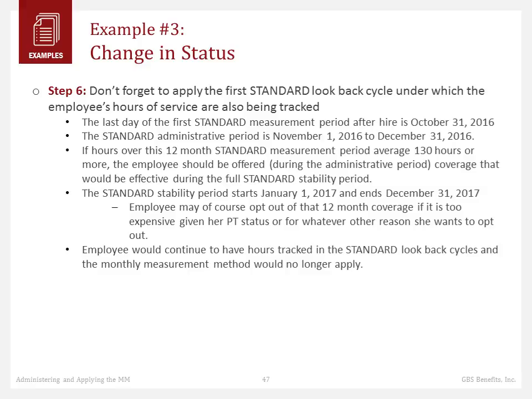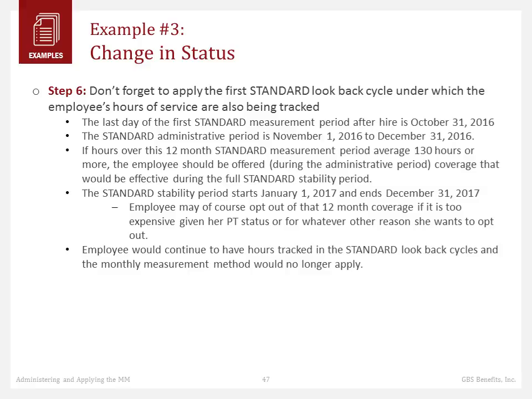We're still on example 3 because we don't want to forget to apply the first standard look-back cycle under which the employee's hours of service are also being tracked. So she's still in the monthly, but we still have that standard that's still applying, and we haven't gone through it yet. So they could take her off coverage effective June 1, but the last day of the first standard measurement period after hire is October 31st. So during the standard administrative period, which is November 1st through December 31st, they're going to average the hours for this particular employee over that 12-month standard.